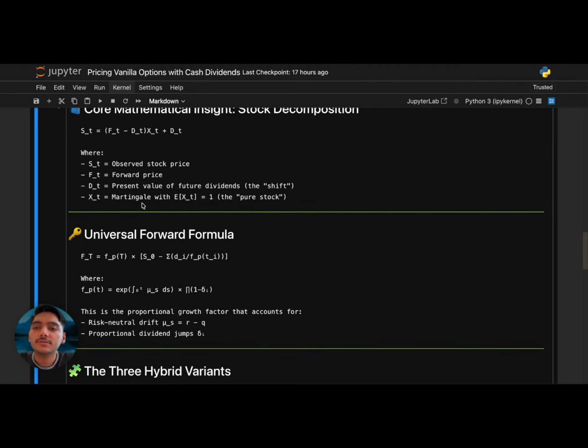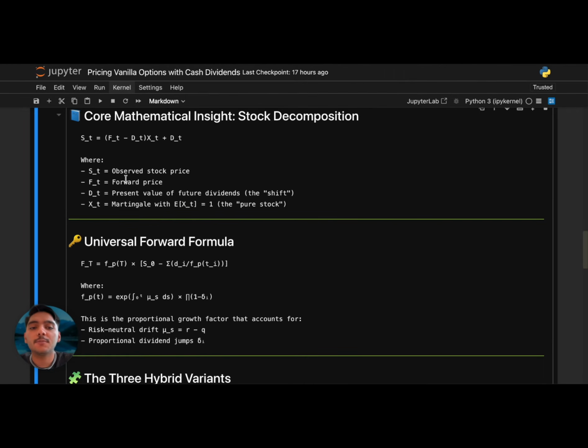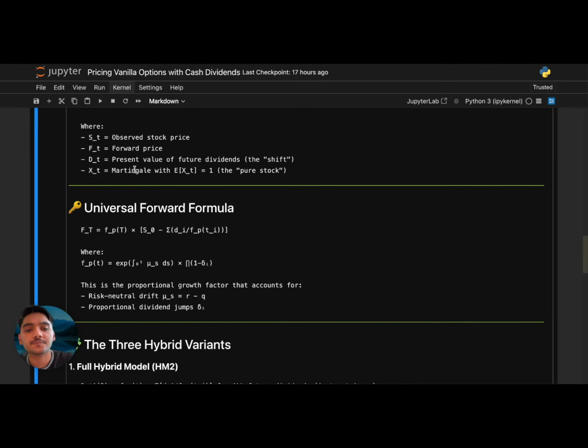So this is the hybrid approach, which decomposes the stock price: S_T = F_T minus D_T times X_T plus D_T. S_T is the observed stock price, F_T is the forward price, D_T is the present value of future dividends, the shift, and X_T is the martingale with E[X_T] equal to 1, the pure stock. This separation allows the pure stock component to follow the standard geometric Brownian motion, so no jumps, while dividend effects are handled through deterministic shifts. This preserves the mathematical tractability.